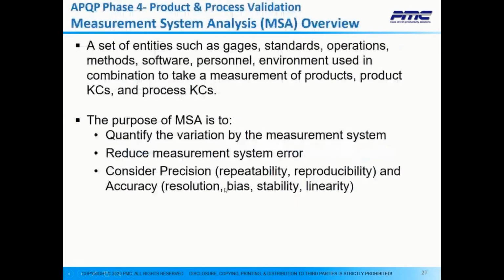Measurement system analysis is another one that we use. It's a set of entities such as gauges, standard operation methods, software, personnel, and environment used in combination to take a measurement of products, product characteristics, and process KCs. The purpose of MSA is to quantify the variation introduced by the measurement system so that accurate inferences and informed decisions are made, corrective actions are taken as required, and measurement system error is reduced to modify the tolerances.